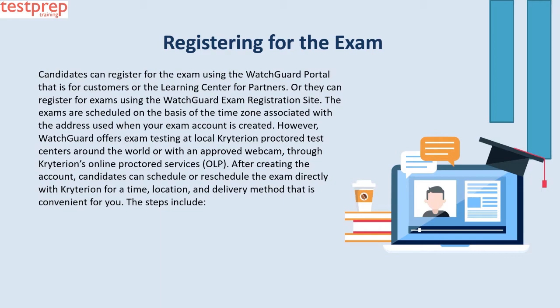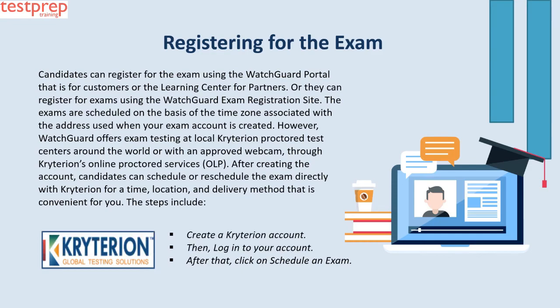is created. However, WatchGuard offers exam testing at local Criterion proctored test centers around the world, or with an approved webcam, through Criterion's online proctored services. After creating the account, candidates can schedule or reschedule the exam directly with Criterion for a time, location, and delivery method that is convenient for you. The steps include: firstly, create a Criterion account. Then, log into your account. After that, click on Schedule an exam.